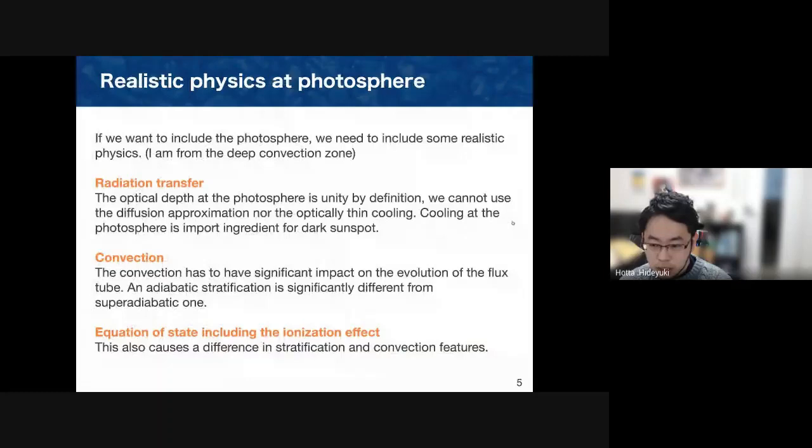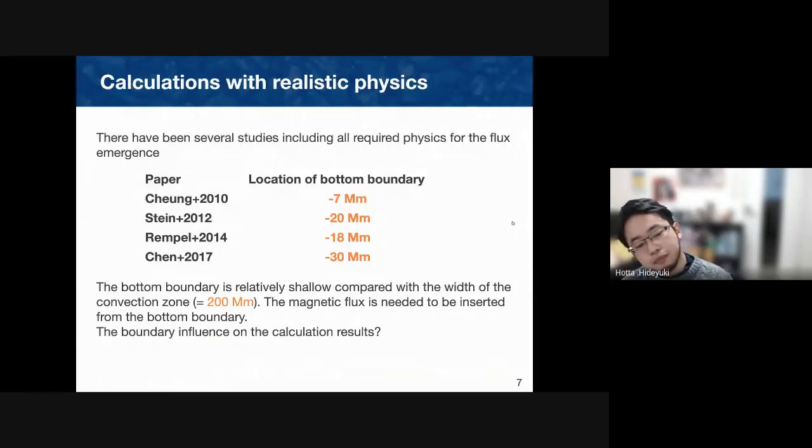So there are several studies which include all these important physical processes. This is a representative study. The first study is done by Mark Cheung. For flux emergence and formation of sunspots, of course, there are a lot of studies of the photosphere itself, but in this presentation, I focus on flux emergence and the formation of sunspots. So this is the Mark Cheung paper, the Bob Stein paper, Matthias Rempel's paper, and Feng Chen's paper. Sorry, I forgot some papers, but these are representative.